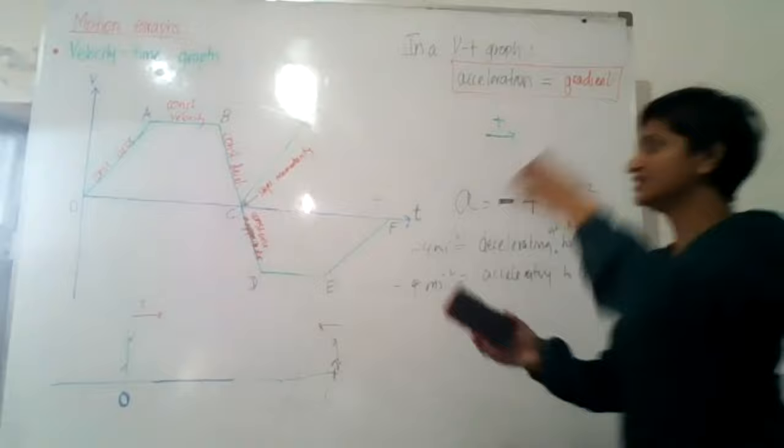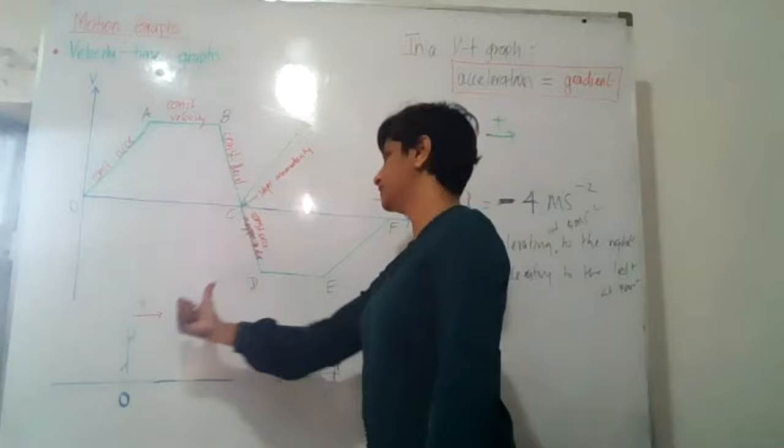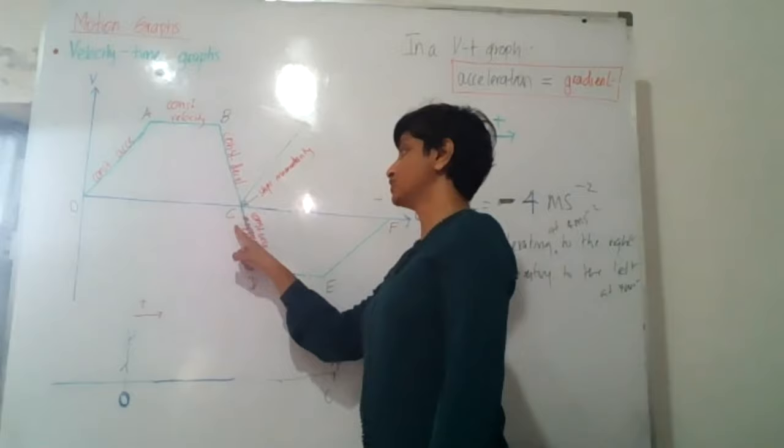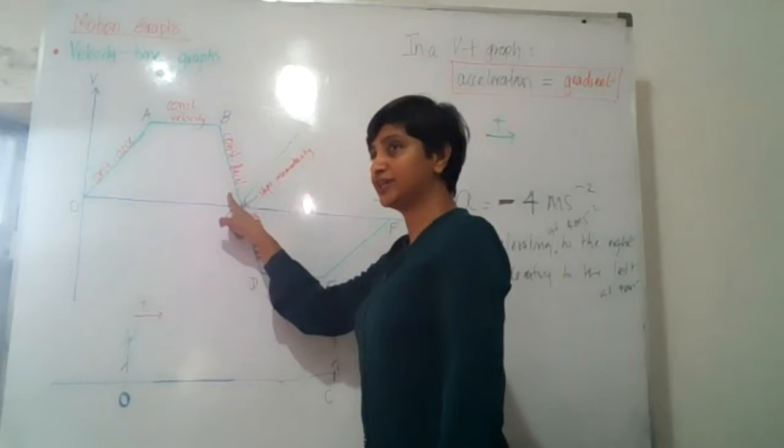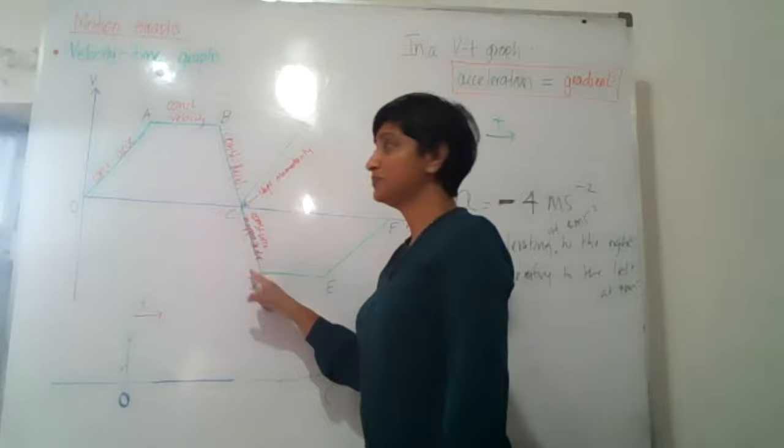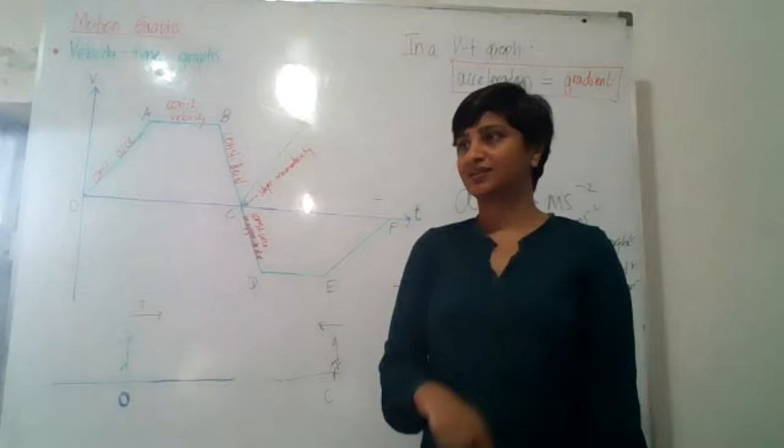So here, now when the graph is given, you know exactly what's happening. Here he's moving to the right, I've taken right as positive. He's moving to the right and slowing down. He's moving to the left and speeding up. Moving to the right and slowing down is the same as moving to the left and speeding up, because it's the same gradient, the same value. Okay?